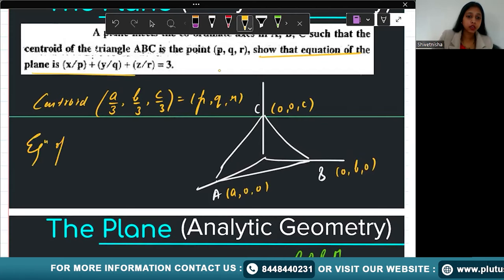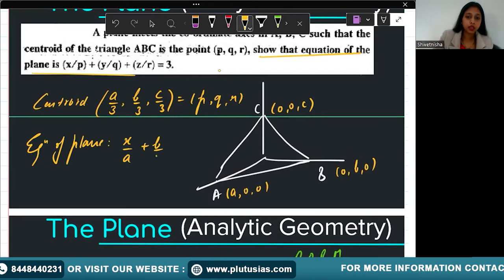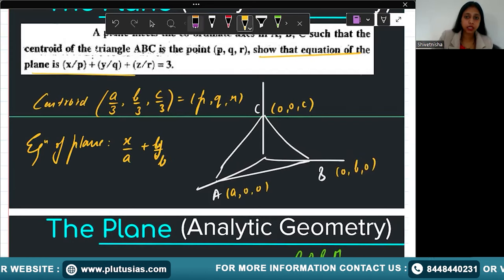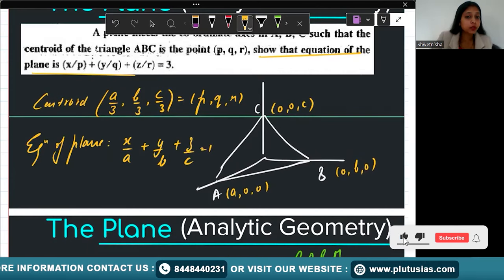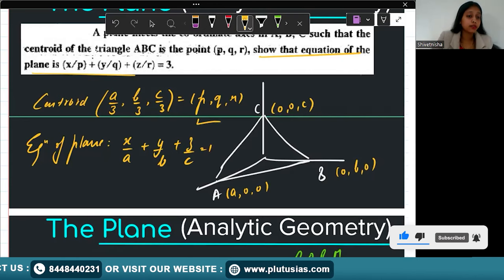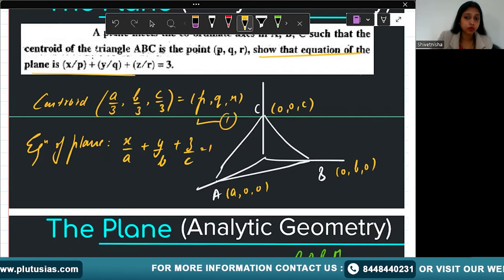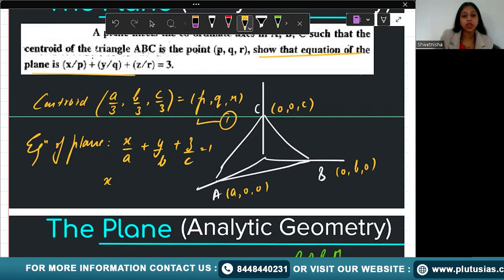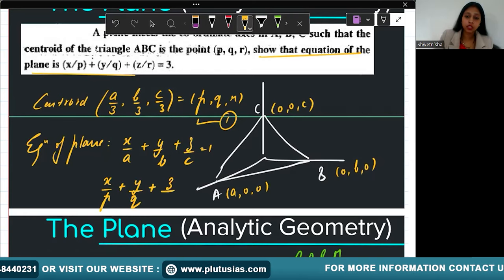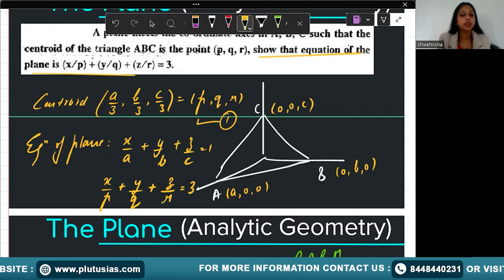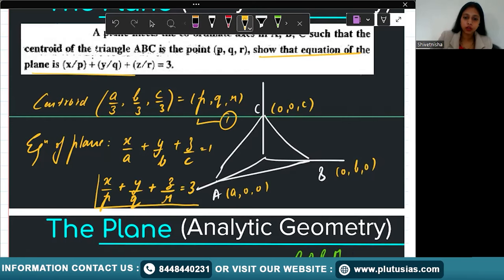So the equation of the plane is x by a plus y by b plus z by c is equal to 1. Use the values of a, b, c from here, because obviously a, b, c cannot be in the final equation, as they are variables that we have taken and are not given in the question. So from the centroid I can find the a, b, c values, and that would be x by 3p plus y by 3q plus z by 3r is equal to 1. So 3 I have taken to the other side, and this is your equation of the plane.